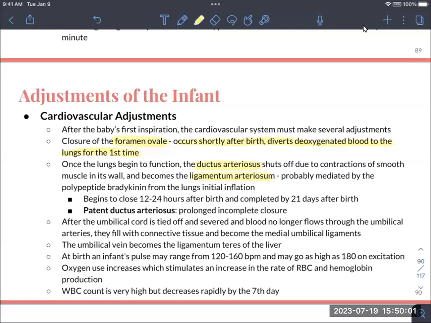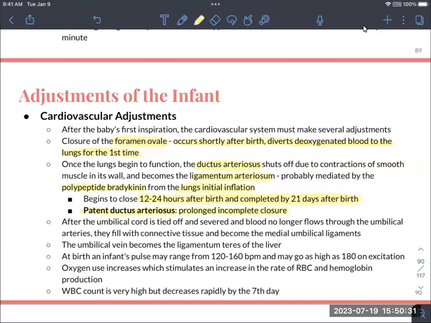This is because of this polypeptide, this bradykinin that's coming from the lungs as those lungs initially inflate for the very first time. So the closing of that ductus arteriosus, that foramen ovale, 12 to 24 hours after birth, and it's completed by 21 days after birth. A patent ductus arteriosus is where that ductus arteriosus doesn't close.